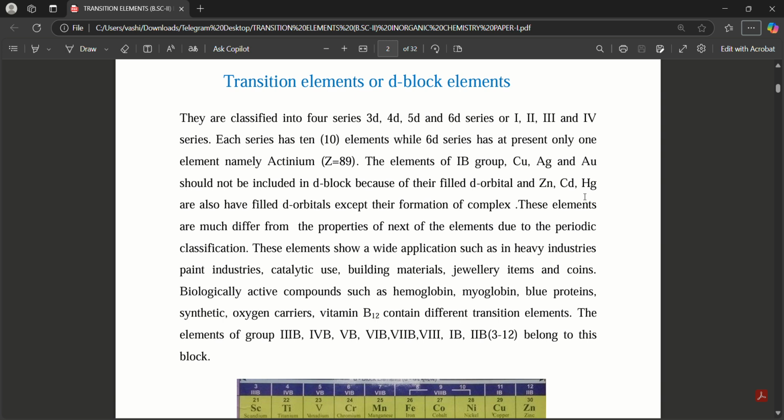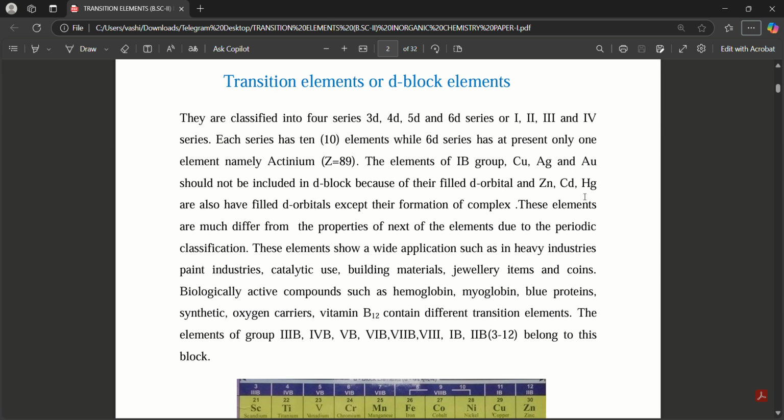They are classified into 4 series: 3d, 4d, 5d and 6d, or the 1st, 2nd, 3rd and 4th series. Each series has 10 elements, while the 6d series at present has only one element, namely actinium, Z equal to 89. The elements of group I, Cu, Ag and Au, should not be included in the d block because of their filled d orbitals, and Zn, Cd, Hg also have filled d orbitals except in their formation of complexes.